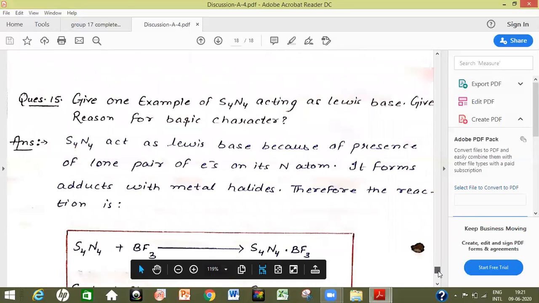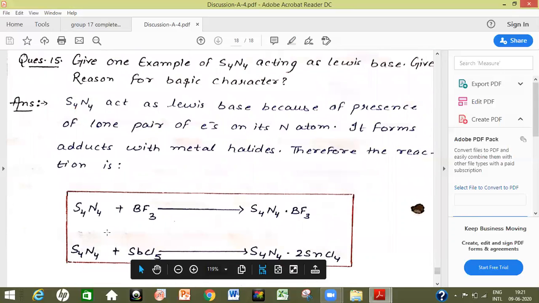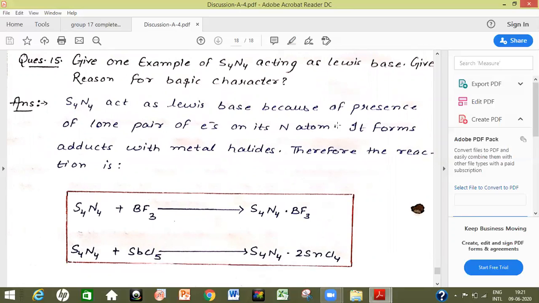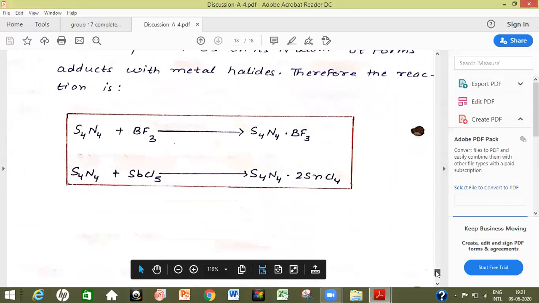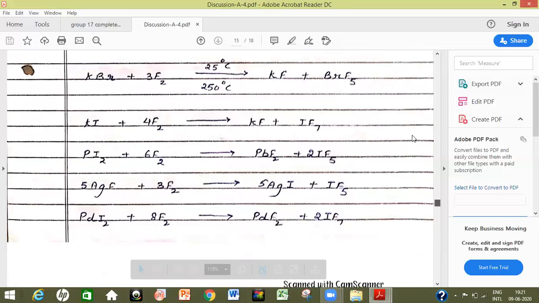Give one example of S4N4 acting as Lewis base and give reason for basic character. So these are the correct reactions where S4N4 is acting as Lewis base. The reason is that it has lone pairs present associated with the nitrogen atoms. That is why it can act as Lewis base. So this is correct. This is all about this assignment.